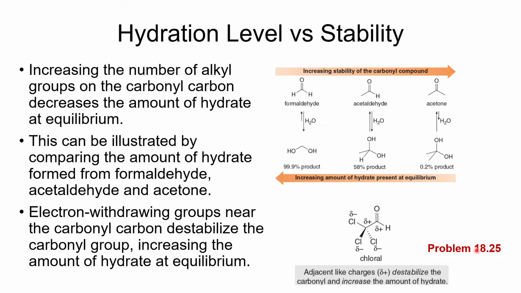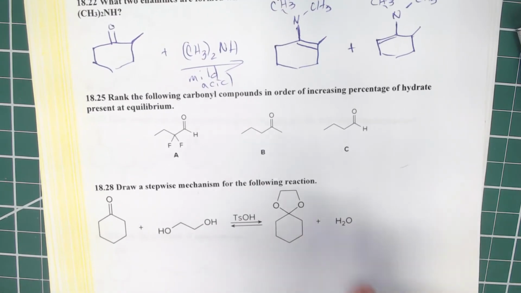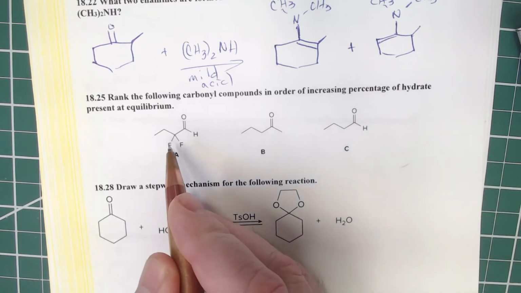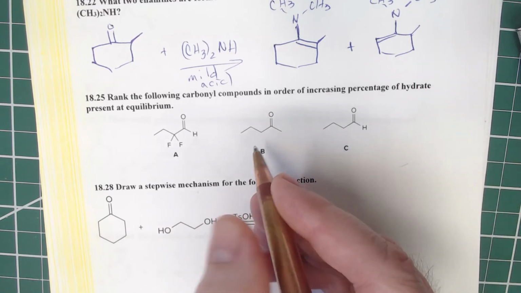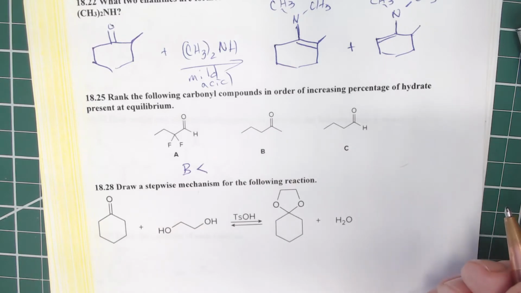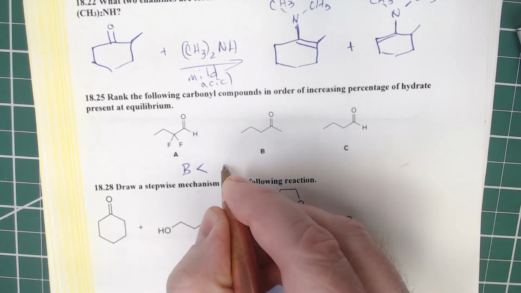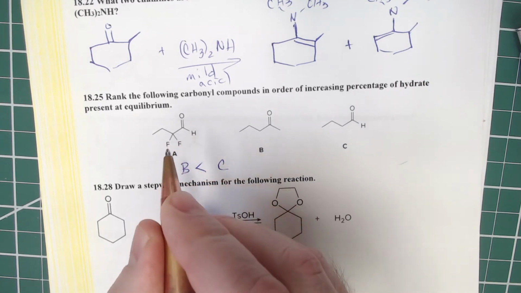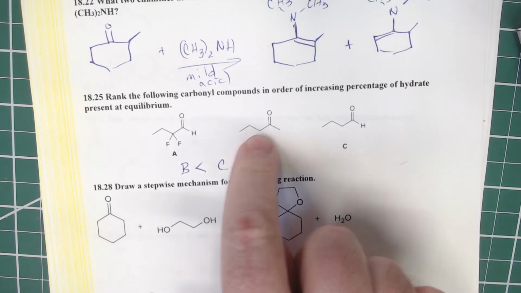Let's look at number 25. This is a ranking question, so this one will go pretty quick. We want to rank these in order of increasing percentage of hydrate formation. So here we have an aldehyde with some electron withdrawing groups. Here we've got a ketone and then an aldehyde. The ketone is going to have the lowest, so we're going to put B as the lowest percentage of hydrate formation. Next is going to be this aldehyde, so we'll put C for that one. And then the one that has the most is going to be this aldehyde with the electron withdrawing groups, so we'll put A there. So least and most.